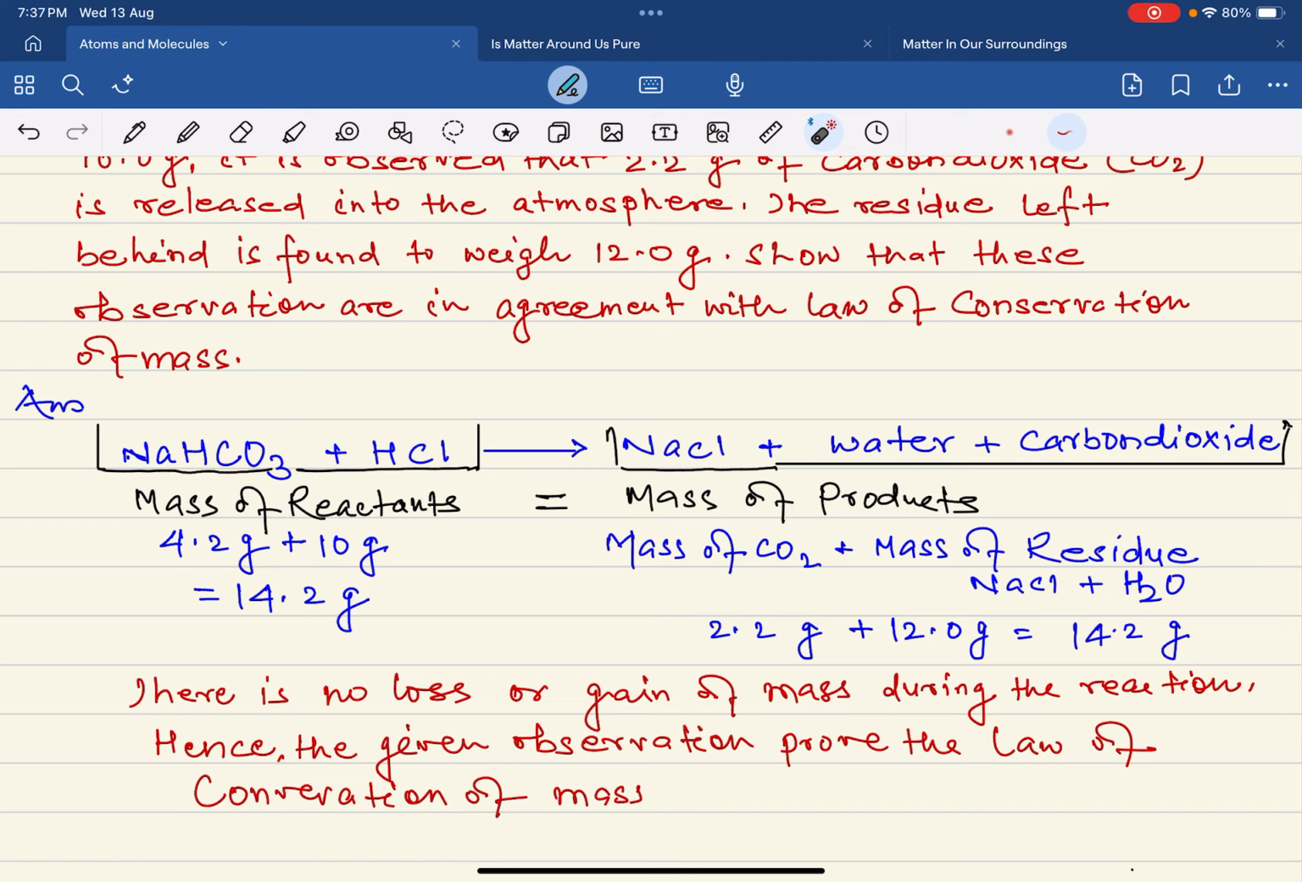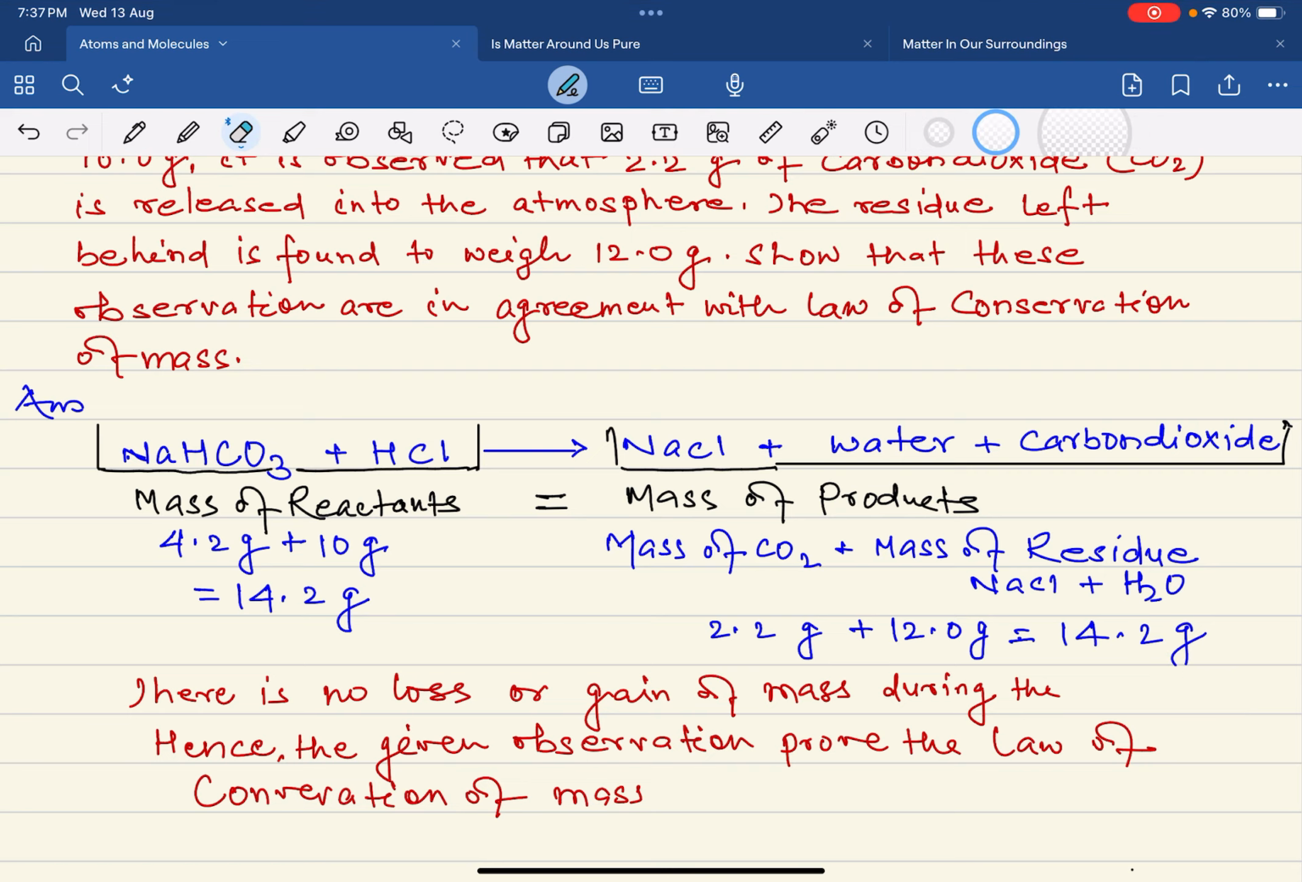So, the mass of CO2 is given according to the question as 2.2 gram and the mass of residue is also given as 12 gram. So, the total mass of the product is 14.2 gram. 12 gram plus 2.2 gram is equal to 14.2 gram. So, mass of reactant and mass of product are the same. So, there is no loss or gain of mass during the reaction.